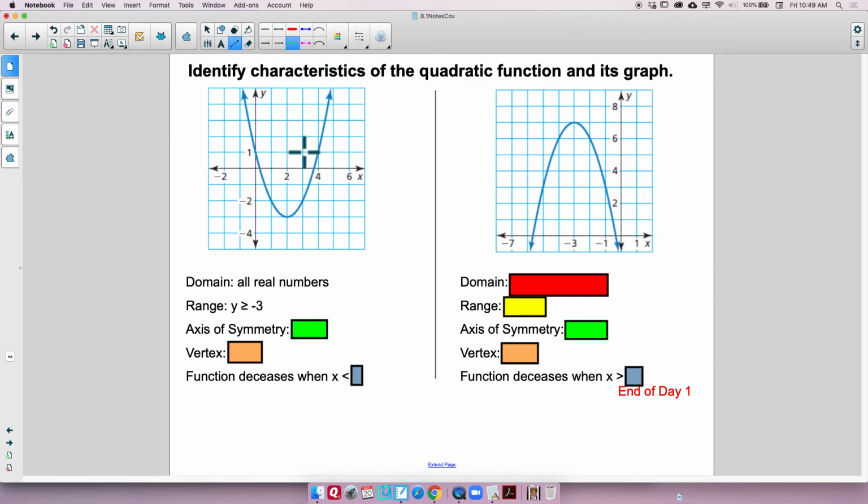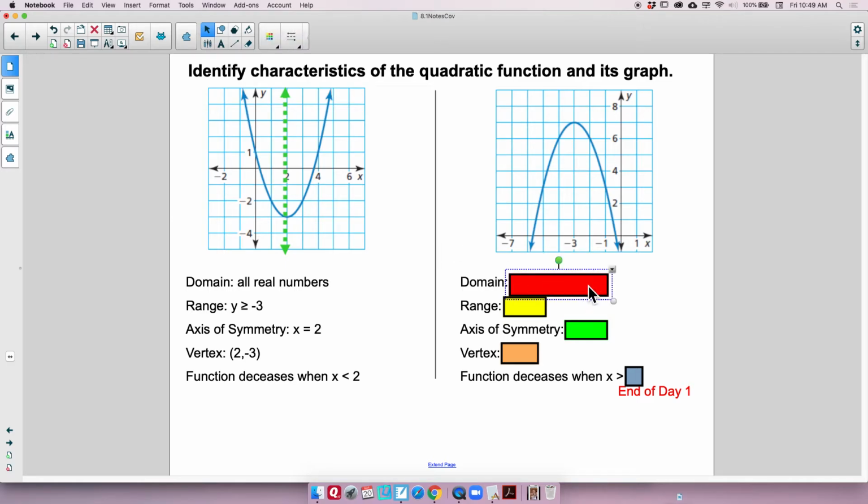Go ahead and put that in. Let's do that. So there's our axis of symmetry. So what would we call that? That would be x equals 2. And our vertex obviously is that point right there, which is 2, -3. And when does y decrease? When x is less than 2, okay? So it's coming down when x is less than 2, okay? All right, try the next one.